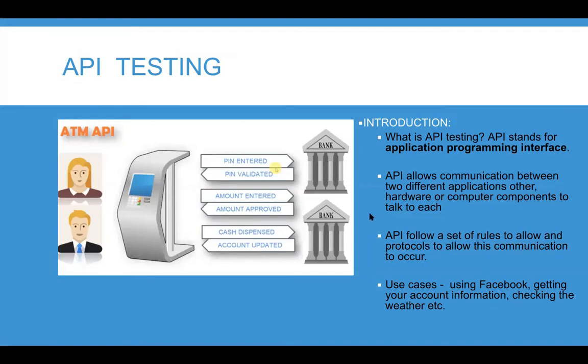And we talked about how API allows communication between two computer components. So in this particular instance, you have your ATM machine, which is the client, and then you have the bank application, backend services, which is your server. So there's a communication between the client and the server. So we said API follows a set of rules to allow communication to occur, and then we gave various examples of how we make use of API on a daily basis.